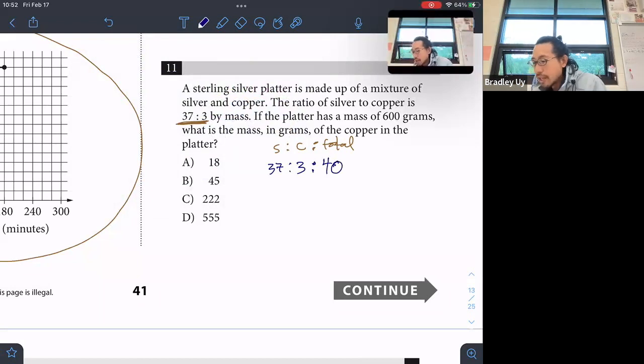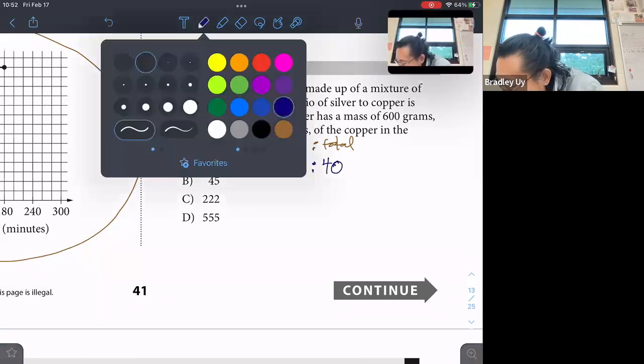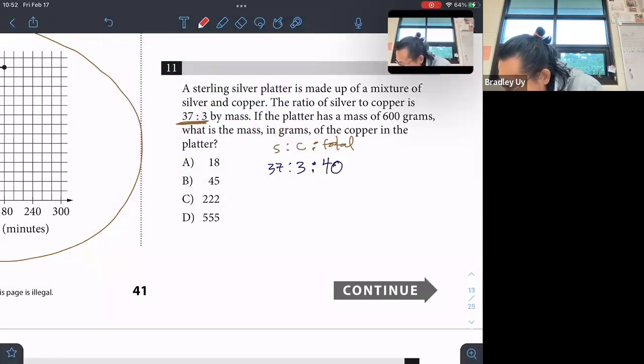You're going to add those. Now, why would we want that? Because in this problem, they're saying the platter has a total mass of 600. This is a combination of the silver and the copper. So where would you put the 600? Would you put it here? Or would you put it here? Or would you put it here? You're going to put the 600 here.